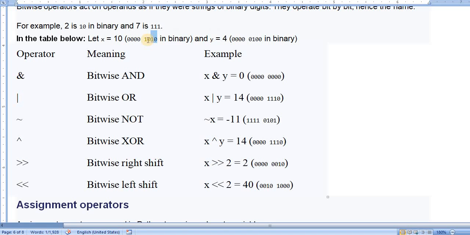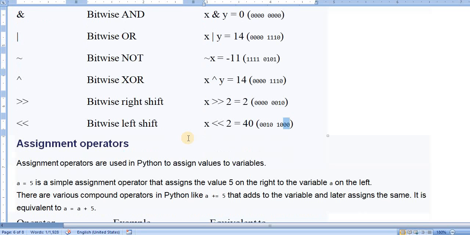Now for the left shift, the first 2 bits will move towards the left side. So these 2 bits will be placed here, 1010 will be placed here, and the next 10 will be placed here, and this 10 will be replaced with 0. Here this is the 0. In this way the bitwise operator works.